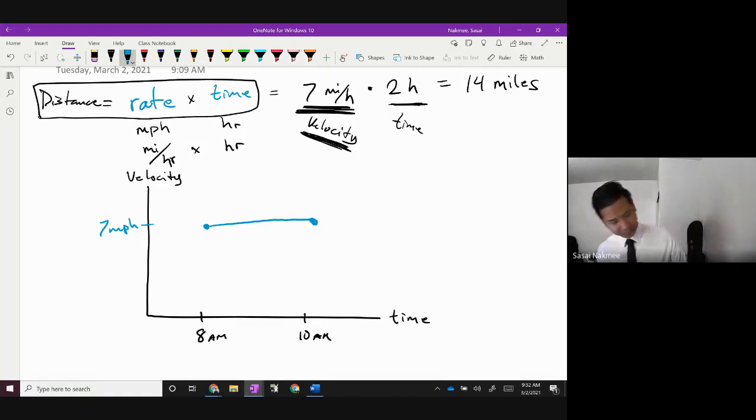They run all the way over to here at 7 miles per hour the whole time until it's 10 o'clock. And my question is basically asking, what is the total distance that this runner traveled? That's exactly what we were able to find out if you multiply these two numbers together. But do you know why we just multiply those two numbers together?